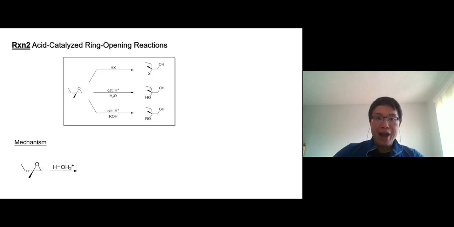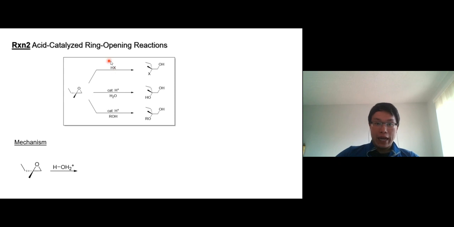Okay, one more reaction of an epoxide. This one is called the acid-catalyzed ring opening reaction. Ring opening is still the same thing. That's all epoxides do. They open the ring. But the reaction we saw earlier is with a strong nucleophile that goes SN2. This one uses acid as a catalyst.